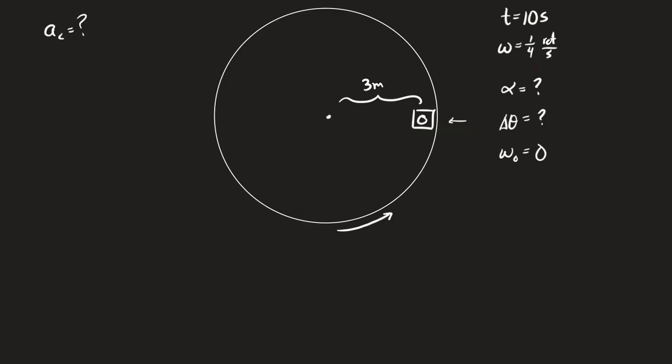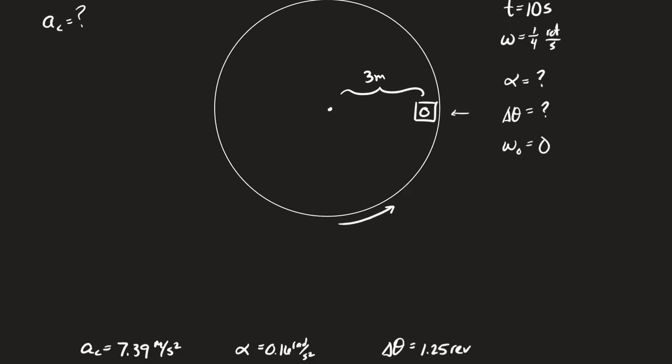It takes 10 seconds for the ride to get to full speed, and that full speed is traveling at 1/4 rotation per second. It starts from rest. I would like to know the angular displacement of the ride, the angular acceleration of the ride in radians per second squared, and I would like the centripetal acceleration experienced by the child when it's at full speed. We've only got 3 minutes.